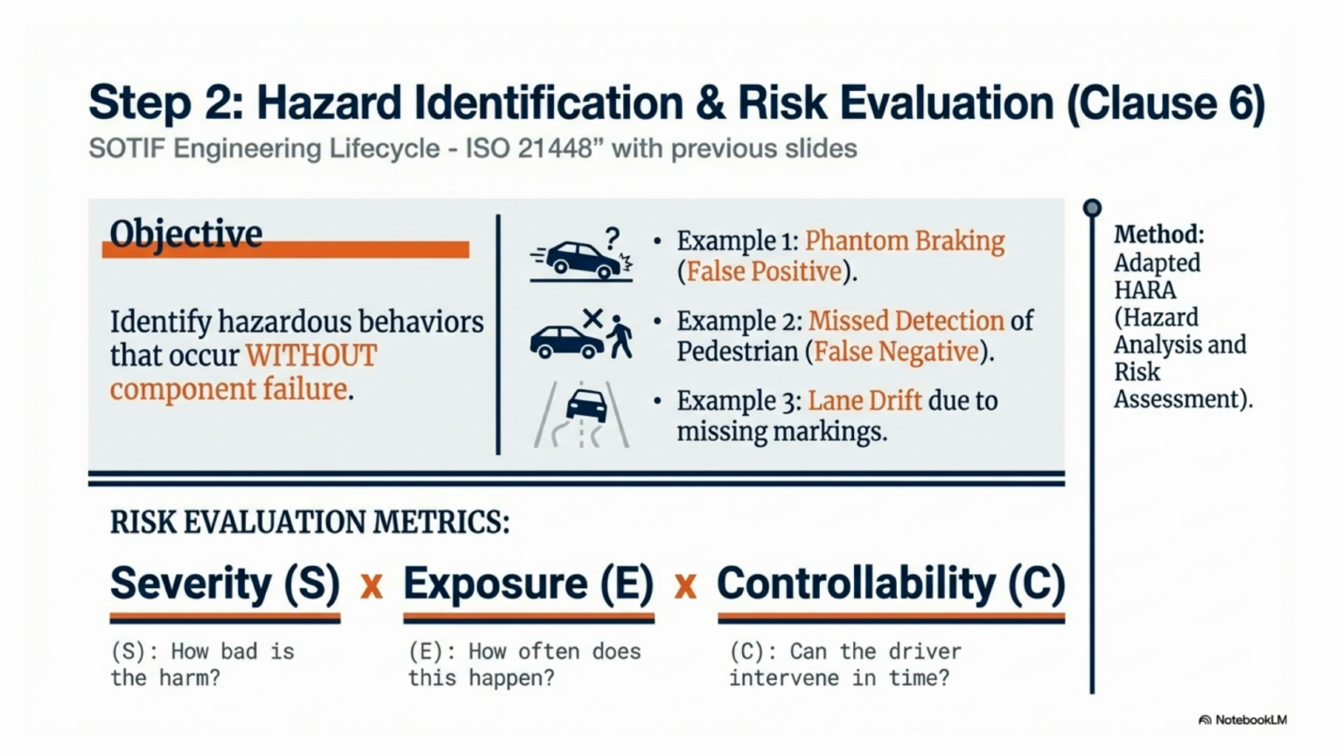We evaluate these behaviors using a standardized risk metric: severity multiplied by exposure and controllability. We ask, how bad is the potential harm? How often will the car be in this scenario? And can a human driver or a fallback system intervene in time to prevent an accident? This step helps us draw a line in the sand for how safe is safe enough, identifying which risks are tolerable and which require immediate design modifications.